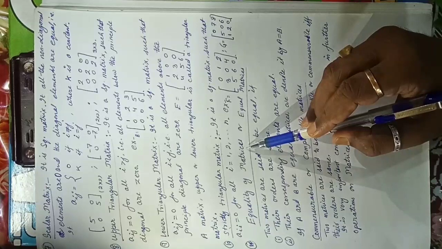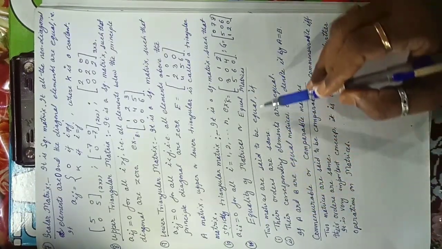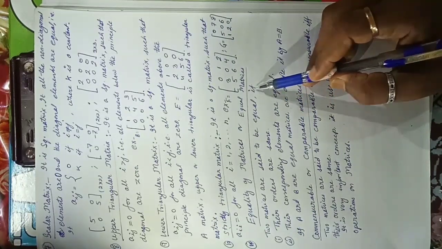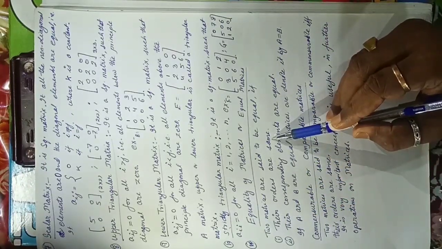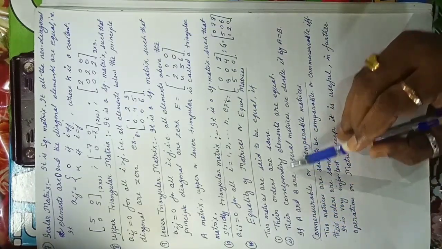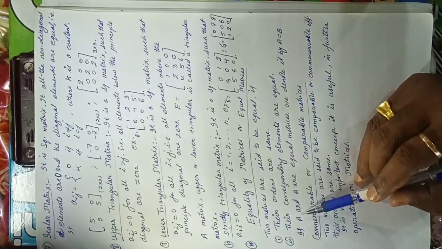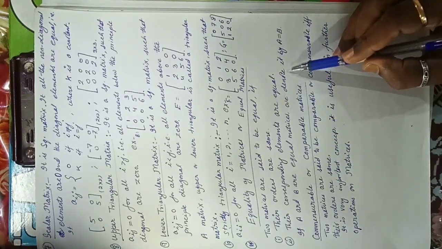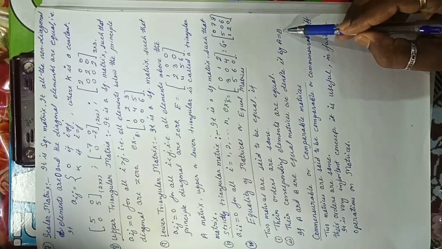Now, equality of matrices or equal matrices. Two matrices are said to be equal if two conditions hold. Condition number 1, their orders are the same. And condition number 2, their corresponding elements are equal. If two matrices A and B are equal, then we denote it by writing A equals B.